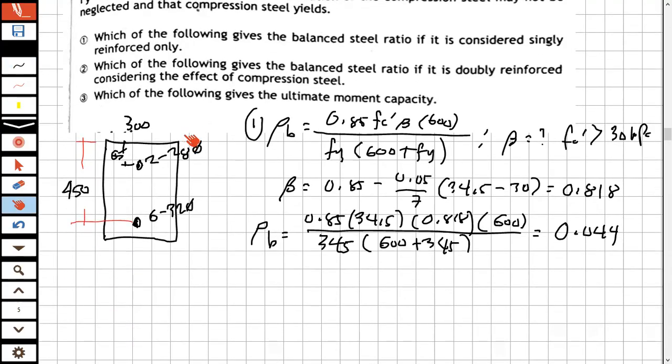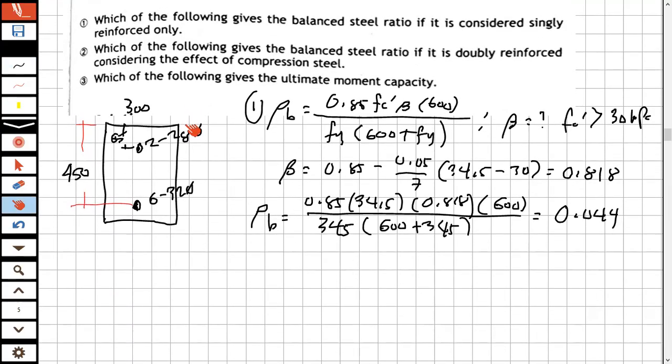Okay. Number two. Number two is to compute the balanced steel ratio if it is doubly reinforced, considering the effect of compression steel. So we will just use the formula considering compression reinforcement. So, number two, compute the balanced steel ratio. So let us calculate this.